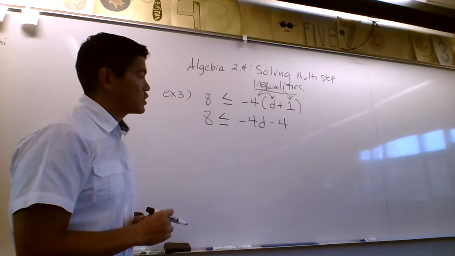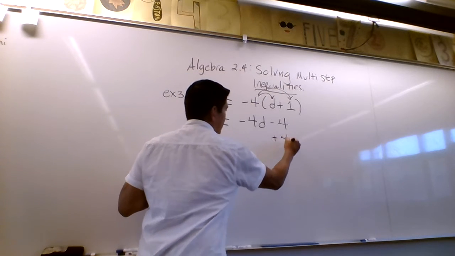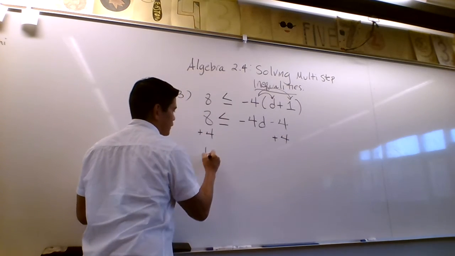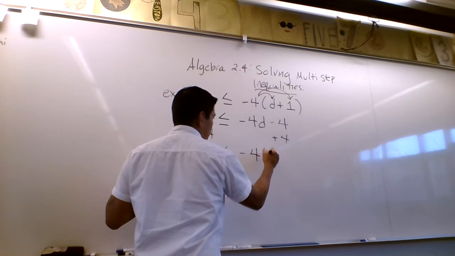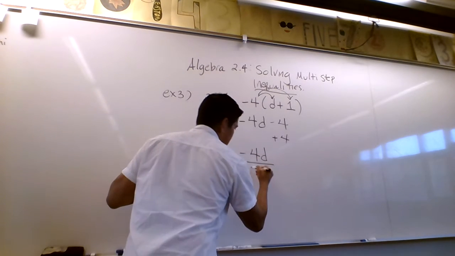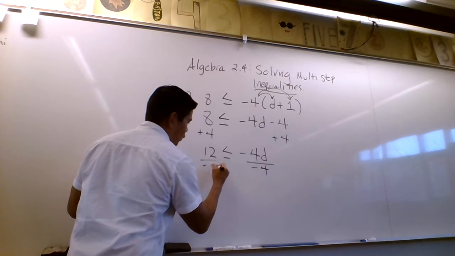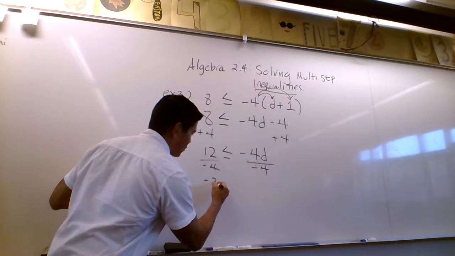Now we could use inverse operations to solve for the variable. Add 4 to each side. 8 plus 4 is 12. That's less than or equal to negative 4d. d is being multiplied by negative 4, so we need to divide each side by negative 4 next. 12 divided by negative 4 is negative 3.